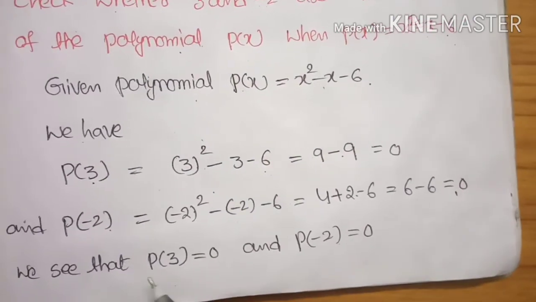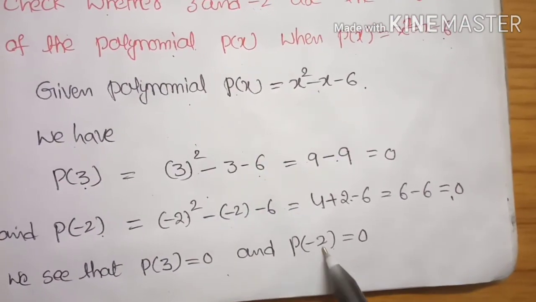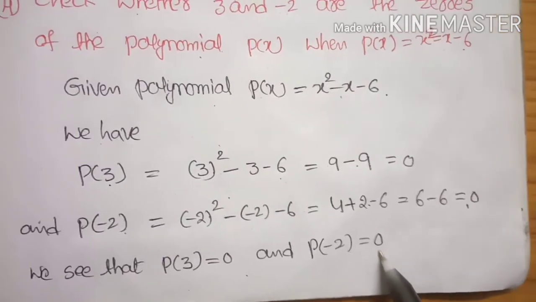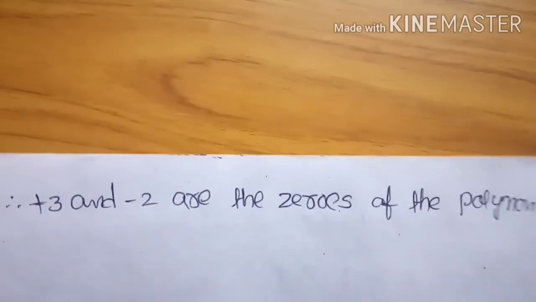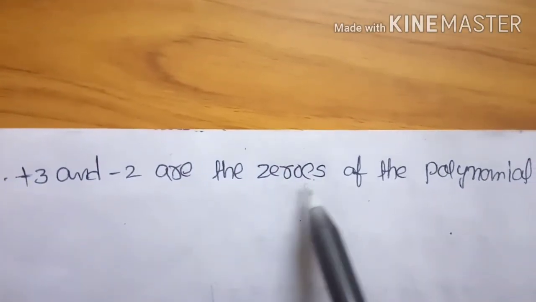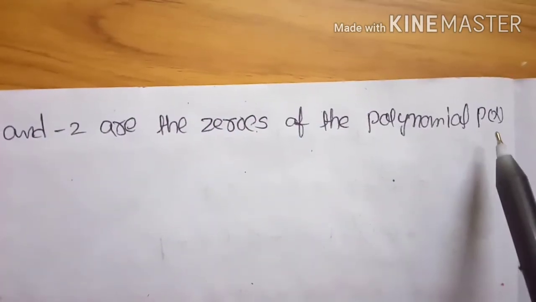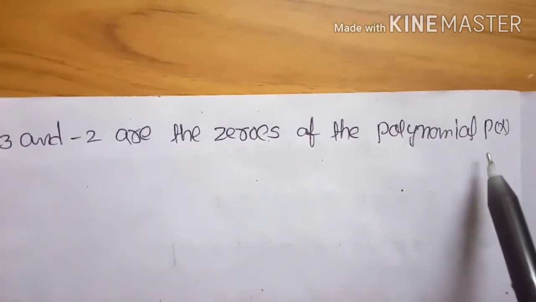So we see that p of 3 is equal to 0 and p of minus 2 is equal to 0. Okay, so 3 and minus 2 are the zeros of the polynomial p of x.